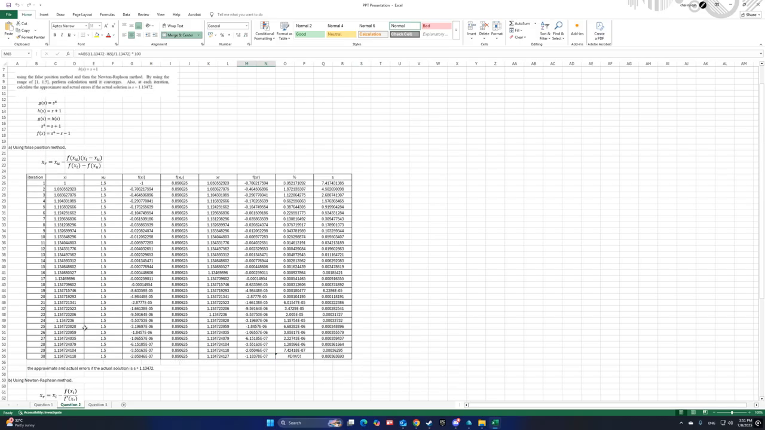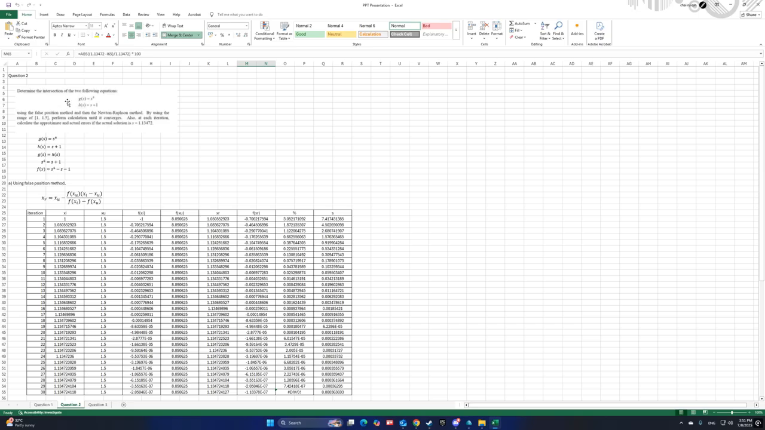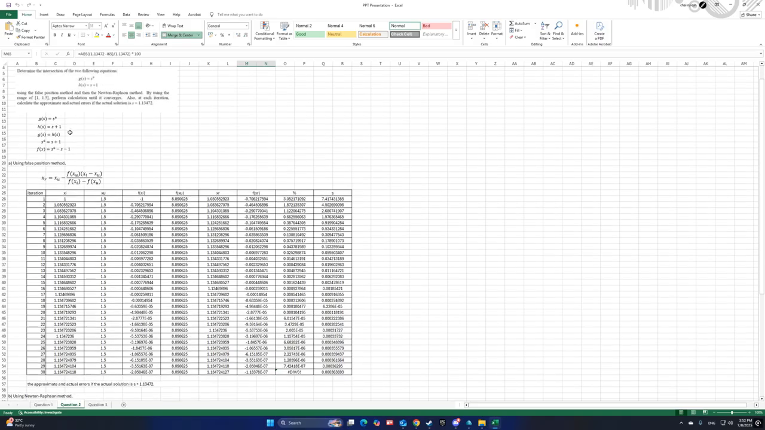For question 2, we need to determine the intersection of the two following equations. We have g(s) equal to s to the power of 6, and h(s) equal to s plus 1. In this we will use two methods, one is the false position method and the other is the Newton-Raphson method. We use the range from 1 to 1.5 to perform the calculation until it converges. In each iteration we will try to get the exact value, s going to 1.1342.